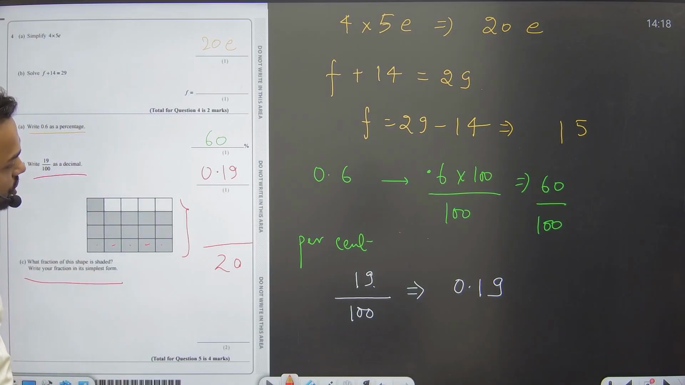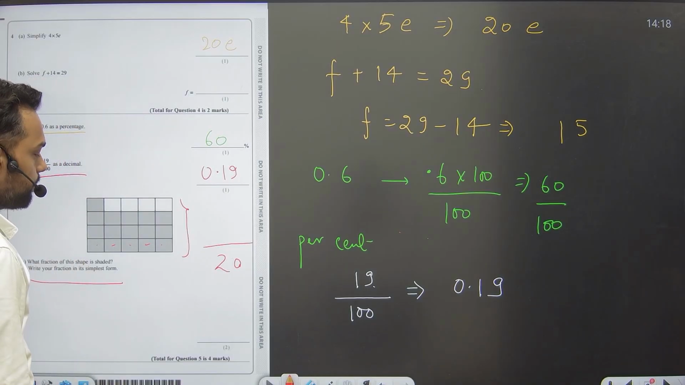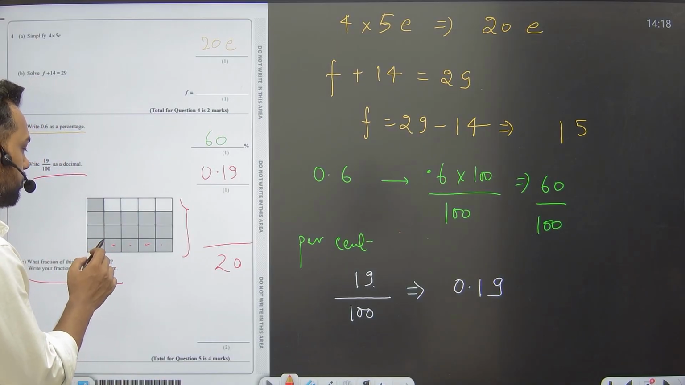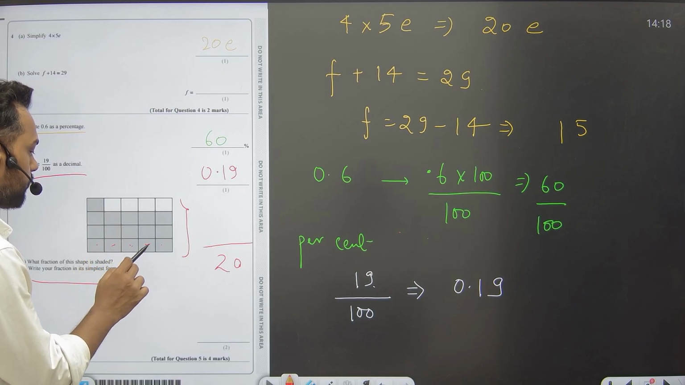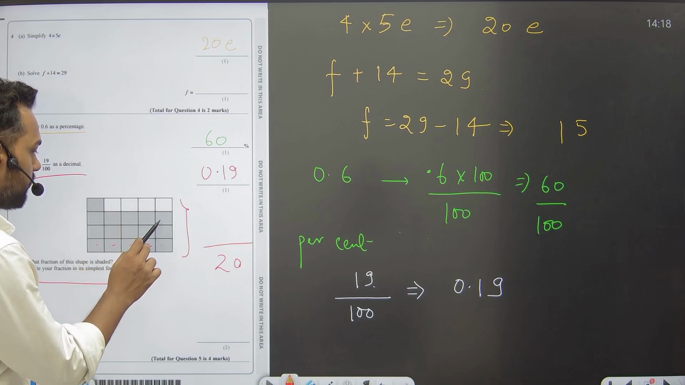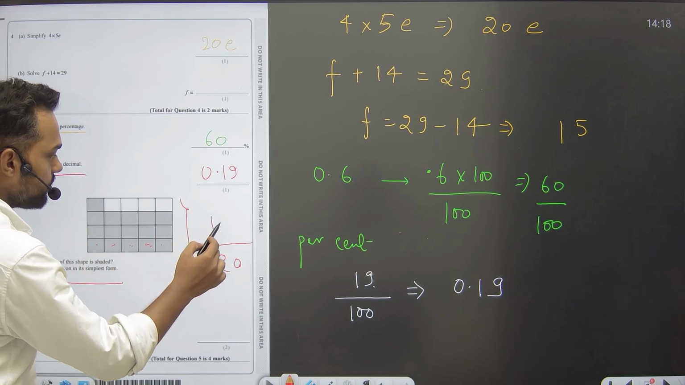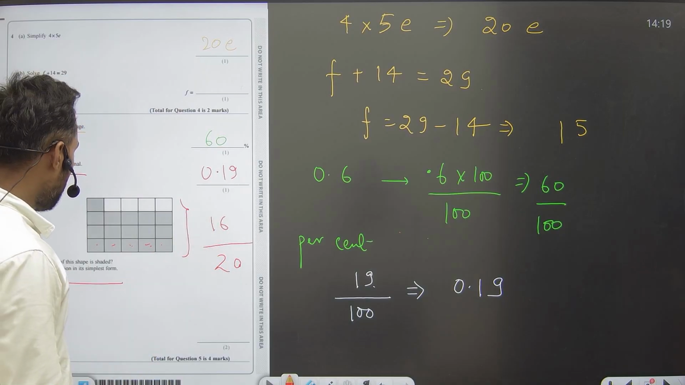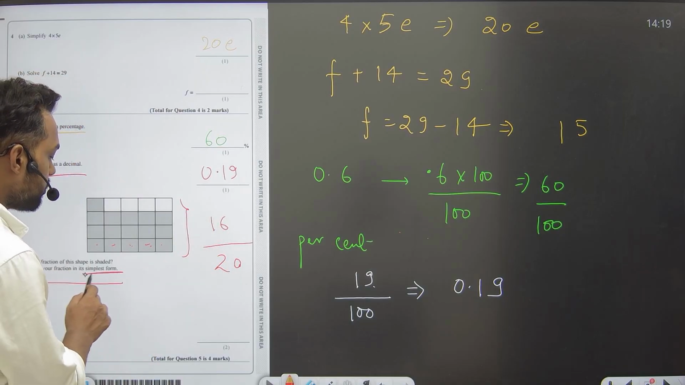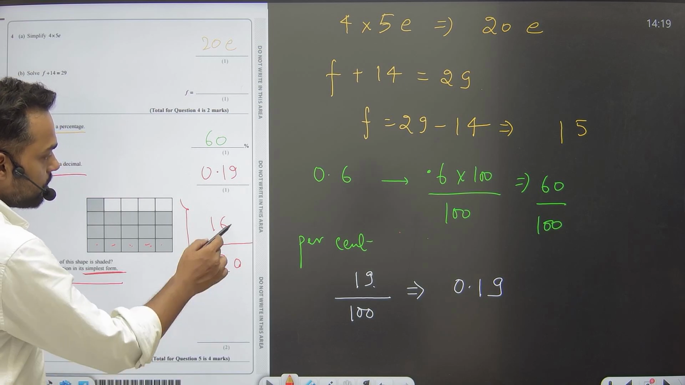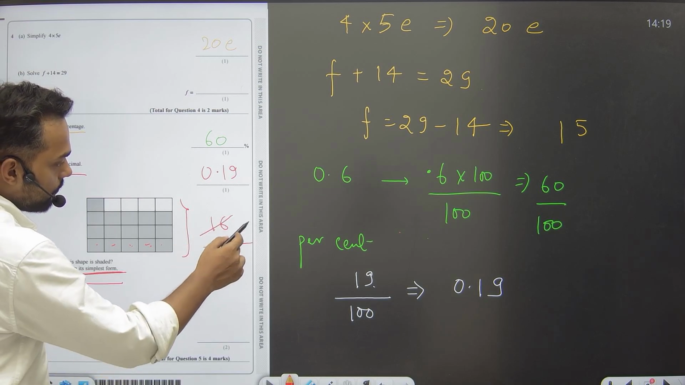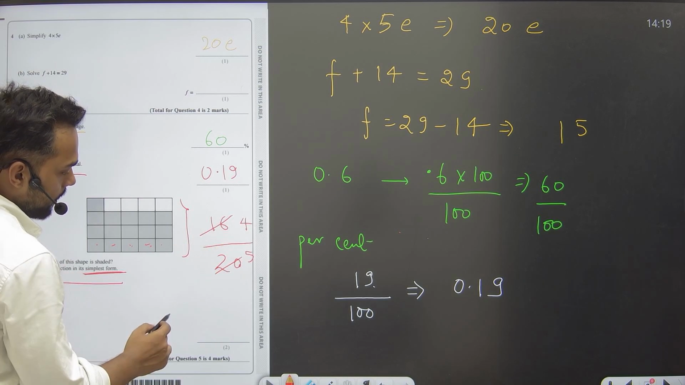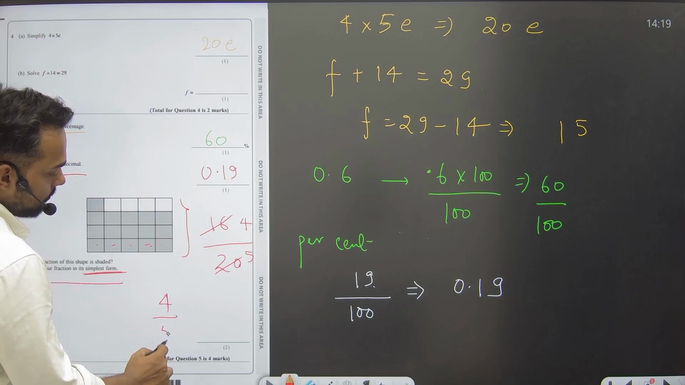And how many shaded parts are there, student? For the shaded part you need to count it: 1 2 3 4 5 ... 15 and 16. So 16 parts are shaded. So 16 by 20, but in the question they have asked for the simplest form, so we need to divide it by 4. So we will get 4 by 5. So the solution will be 4 by 5.